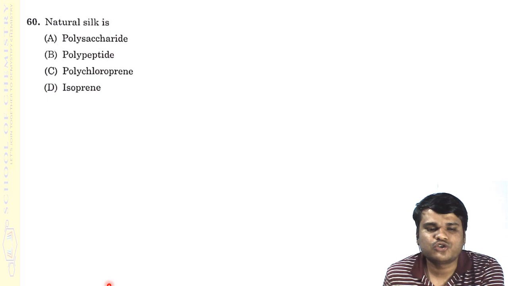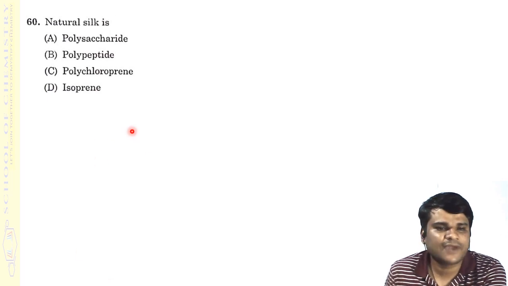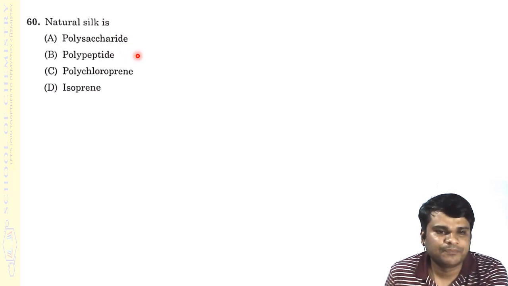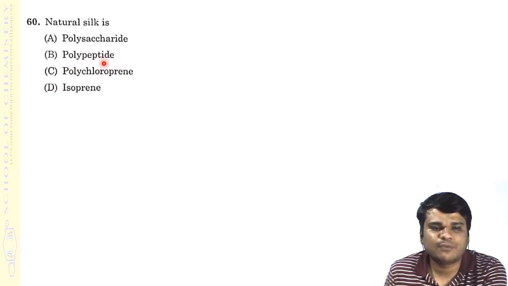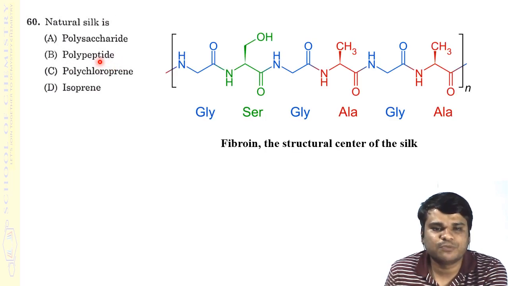Next question, this is also very simple, knowledge based. If you know this fact, this question can easily be answered. If you know that natural silk is actually a protein, or has a protein-like structure, you can readily answer that proteins are nothing but polypeptides, so therefore you can go with option B, right?